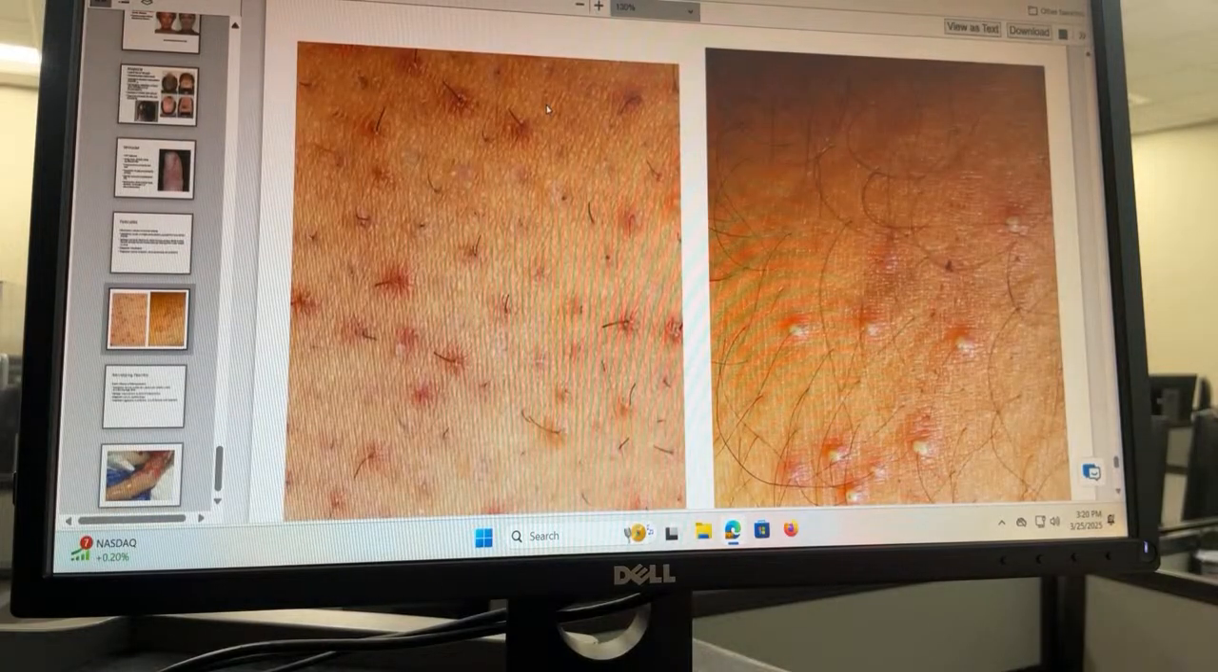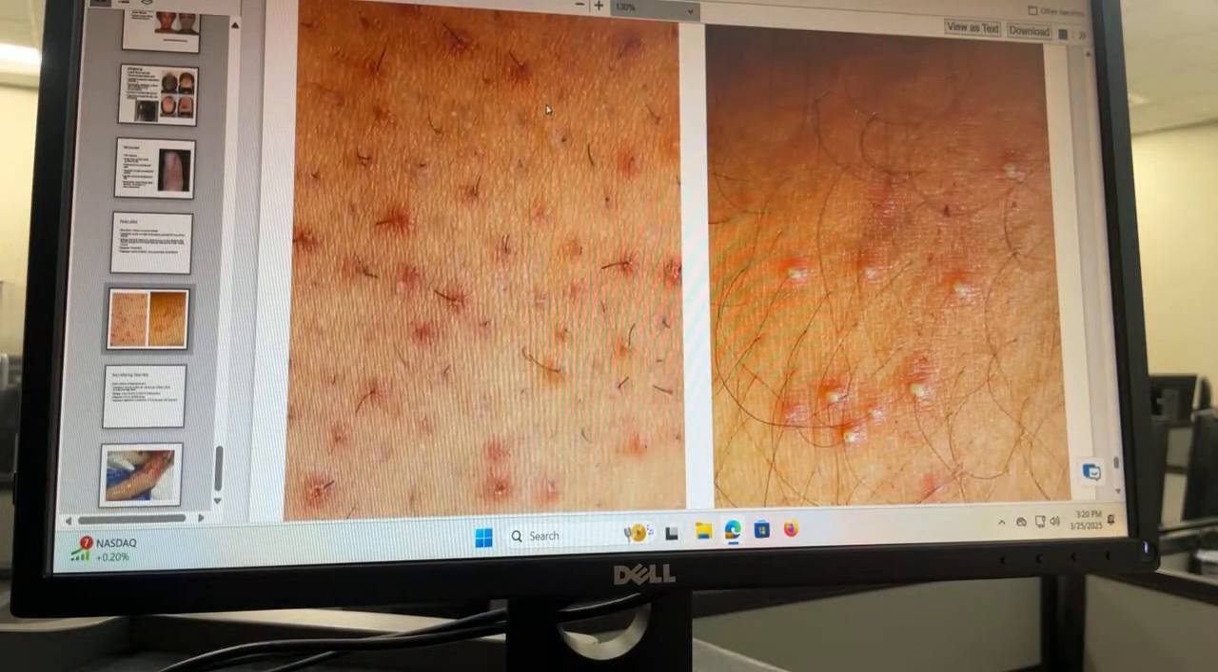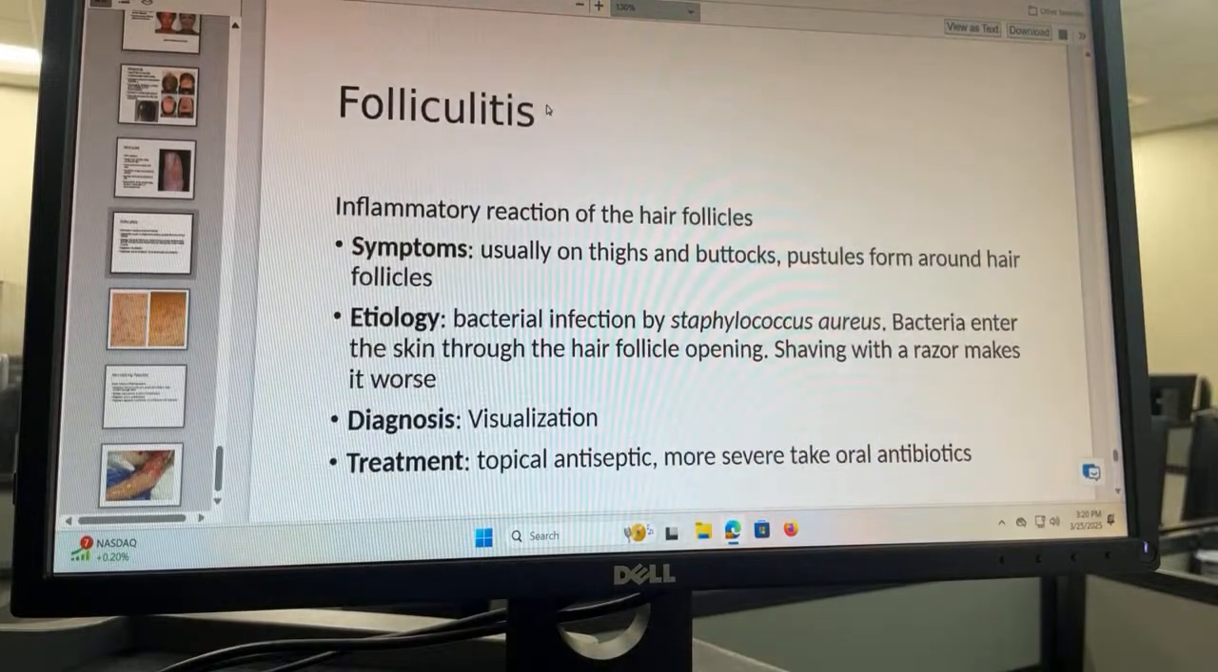So here's a picture of what it looks like. The redness on the left and then the pustules on the right. So this on the right is more of a picture of when they get infected with bacteria, versus the one on the left where it's just red, which is more just irritation.